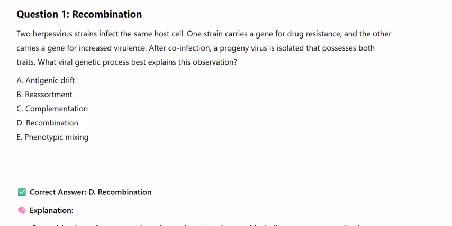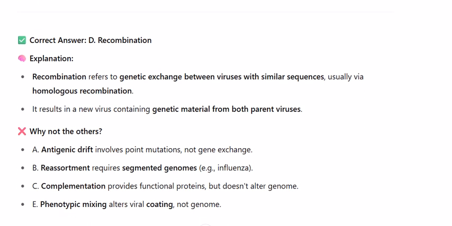A. Antigenic drift. B. Reassortment. C. Complementation. D. Recombination. E. Phenotypic mixing. Recombination. Explanation. Recombination refers to genetic exchange between viruses with similar sequences, usually via homologous recombination. It results in a new virus containing genetic material from both parent viruses.